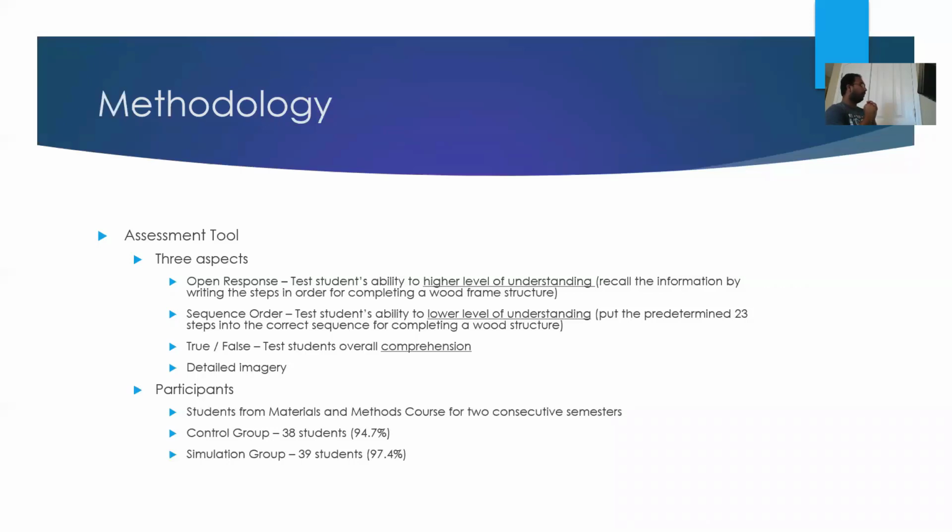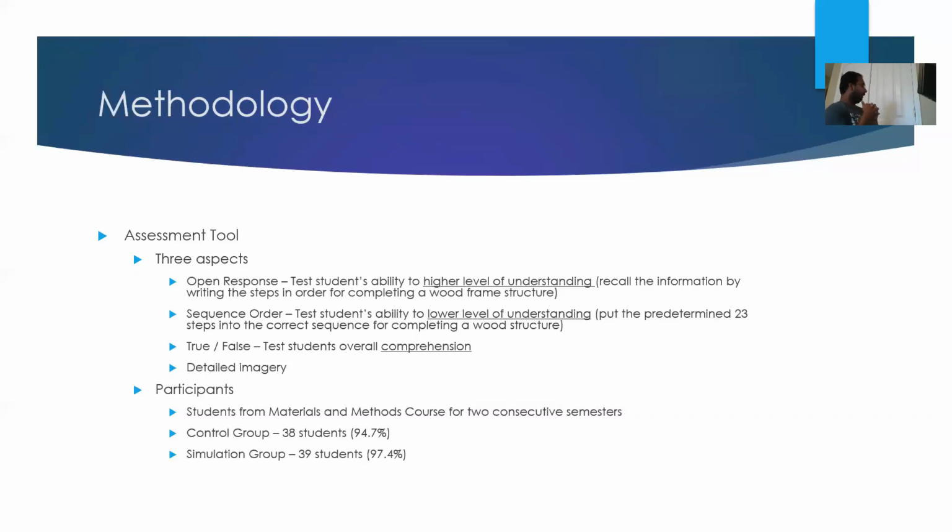The next one was a sequence order. They were given a predetermined 23 steps, and they had to sequence them in the correct order. This one gave what we call a lower level of understanding, where they were to understand if they can recall some of the information.